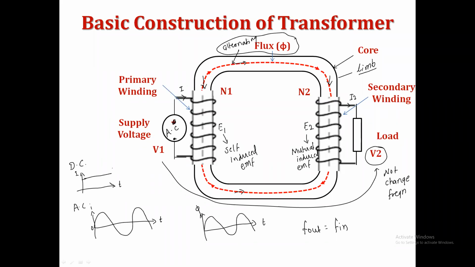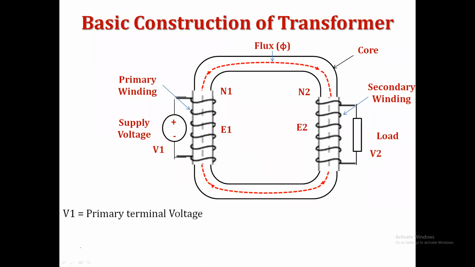Okay, so now please try to see the different terms I used here. This V1 is what we call the primary terminal voltage. Terminal voltage means the two terminals of the primary winding which are connected to the supply, from where the primary winding is going to take energy, what will we call it? It's V1.